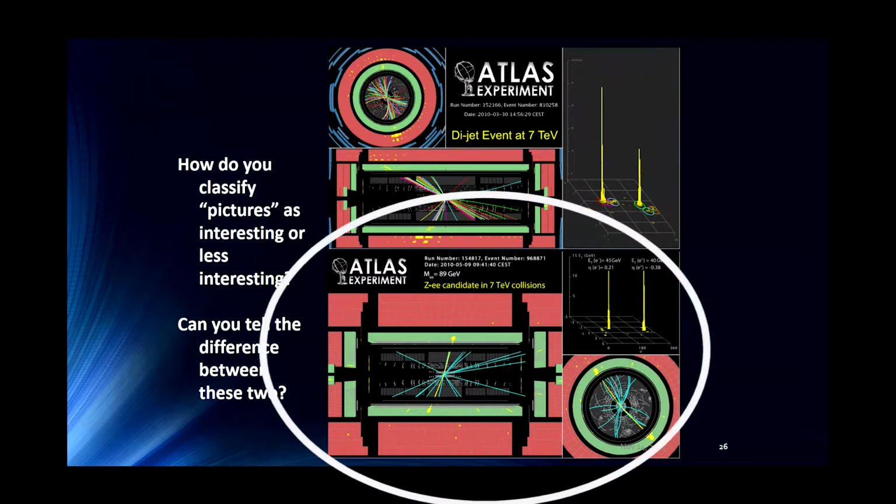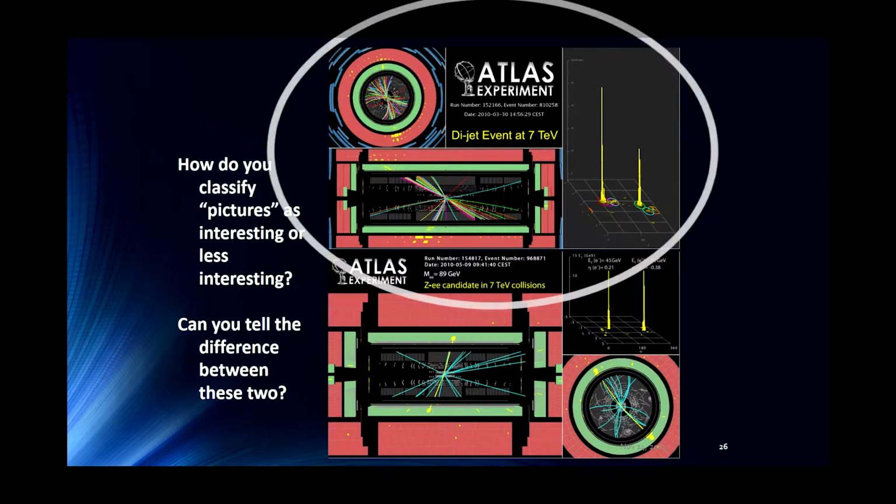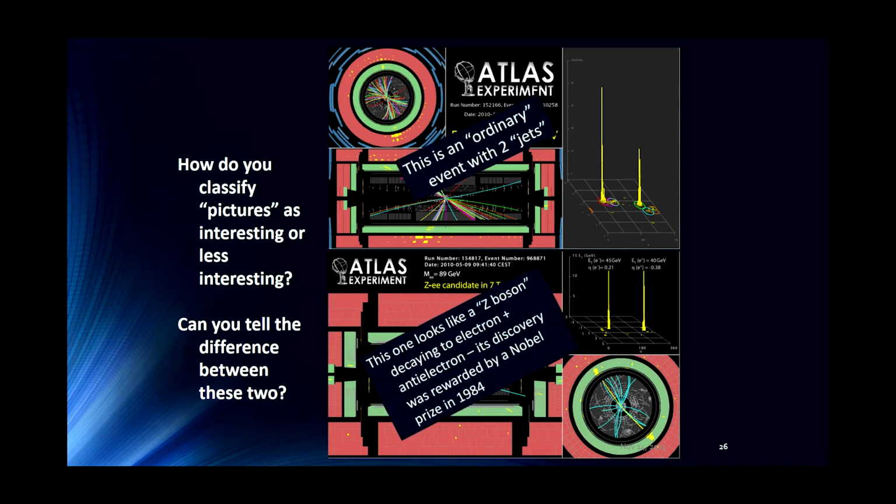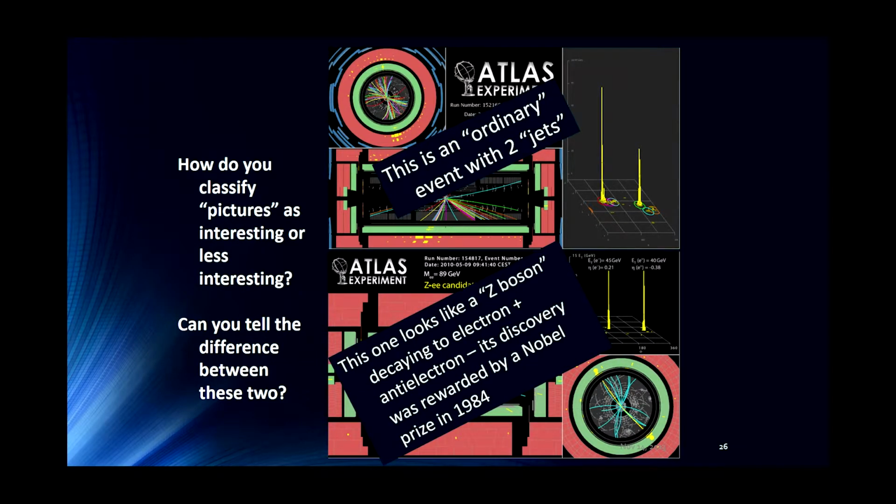And then I show you another picture over here where it kind of looks the same. But they're actually quite different. This one comes from two quarks that come out of the decay, and they eventually turn into particles that we measure. And here is the decay of a Z boson into two electrons. So just to indicate the difference, this is kind of an ordinary event. We're not that interested in them. This one looks like a Z boson because these two blobs represent the two electrons over there. And if you'd done this in 1984, you'd win another Nobel Prize.